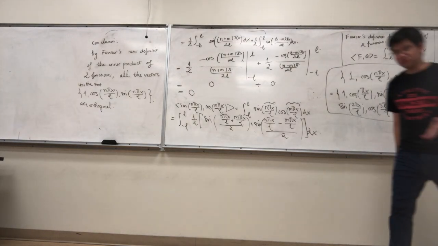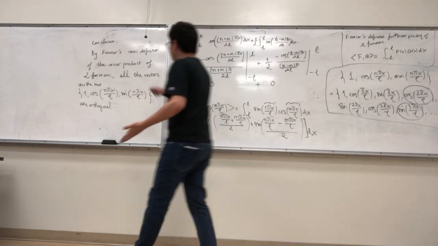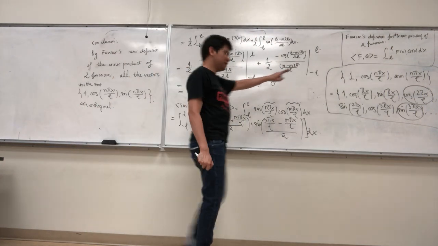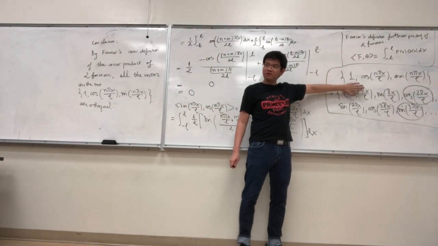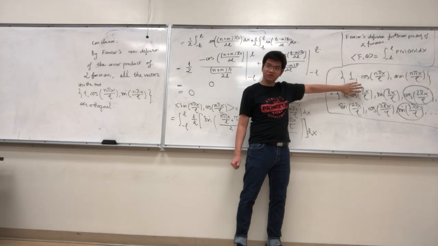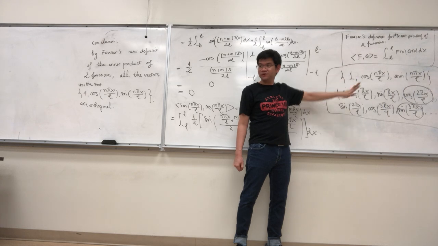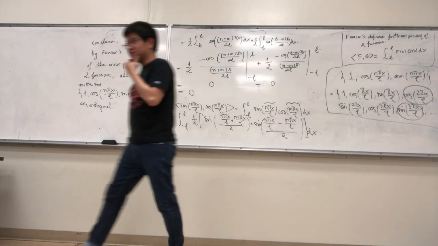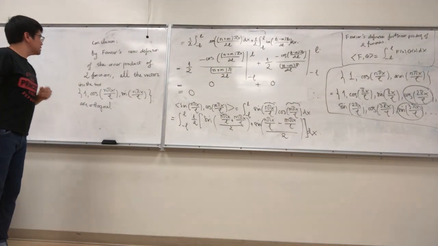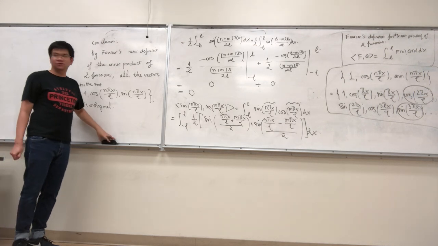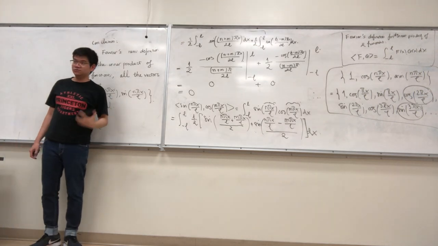So you define the inner product of two functions this way, and then all of the cosine and sine functions are all orthogonal, right? Questions? Is it clear? Right. So let us try to understand how to use it.